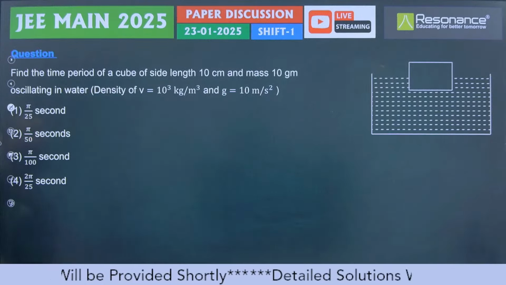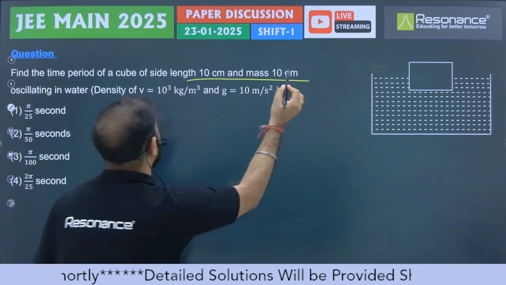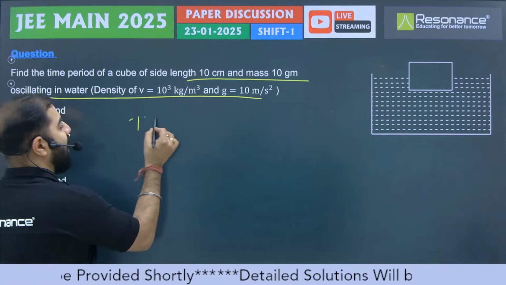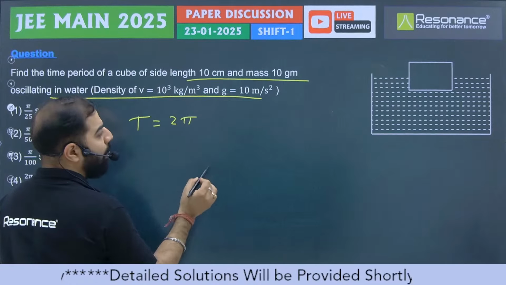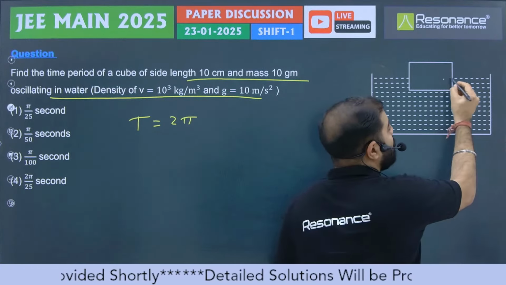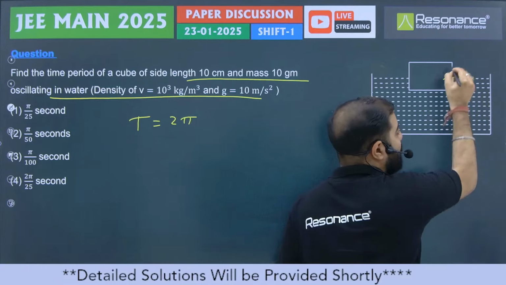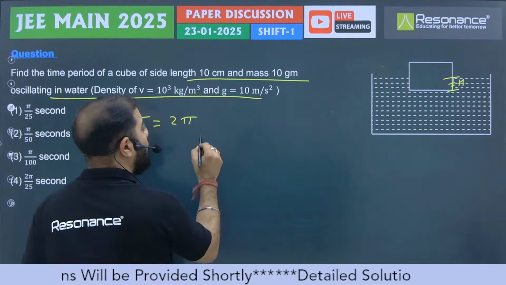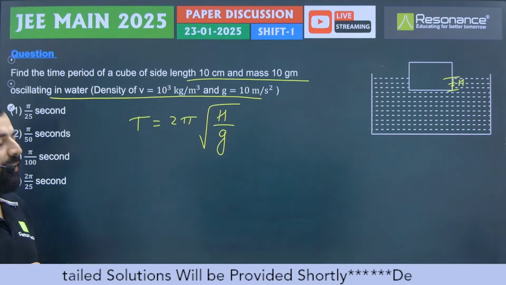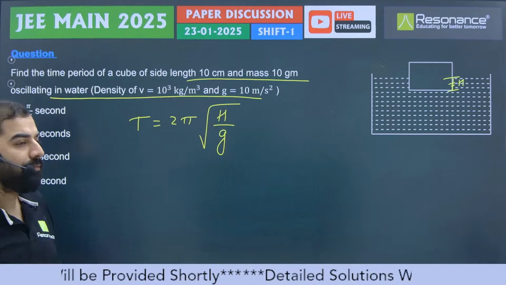Next, find the time period of a cube of side length 10 centimeter and mass 10 gram oscillating in water. Now, this is like time period is equal to 2 pi. The basic formula for this, we have discussed in the class. The basic formula is 2 pi root over h by g, where h is the height which is immersed in the liquid. Now, we need to find that height. How can we find this height?